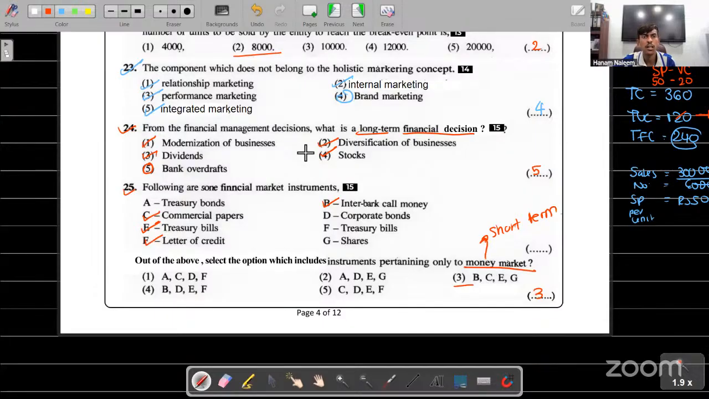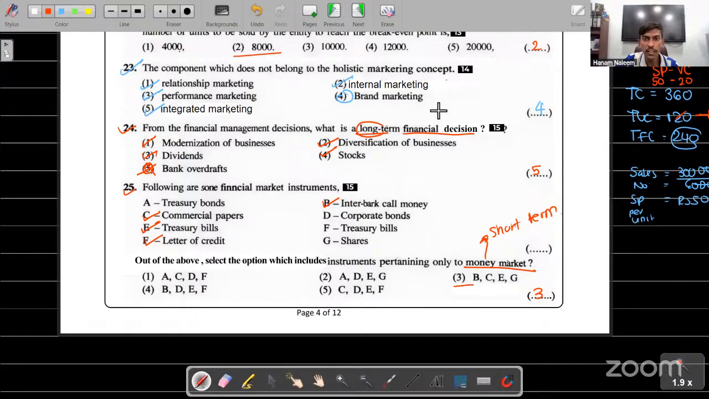Third one. I made a mistake. Can anyone say what mistake I made? I said bank overdraft is a way to get money, but I made a mistake there. I didn't read the word long term, because bank overdraft is short term. You get money, but you get money if it is settled within 1 year. So it's short term, so obviously we can't take bank overdraft.